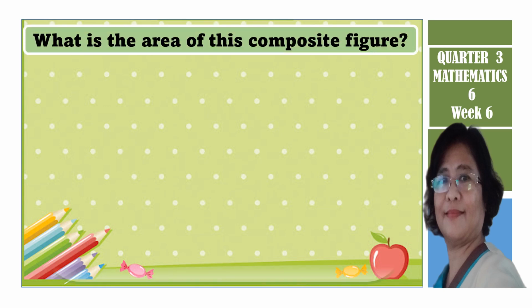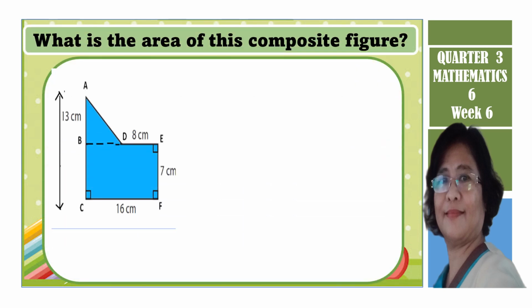Let us have another example of composite figure. We have this figure. What does this figure compose of? Yes, it's composed of a triangle and a rectangle. Let us focus on the triangle. Look at the triangle. Do we have complete data? So we have a problem here. We don't know the given here. And also, the side is missing.